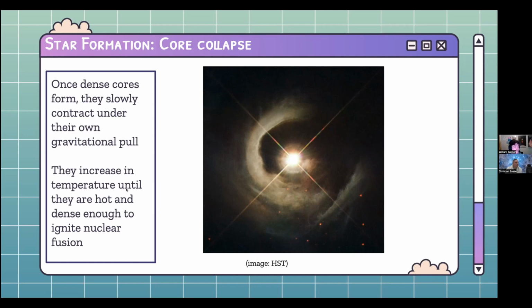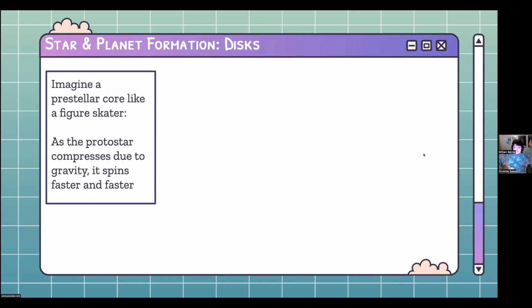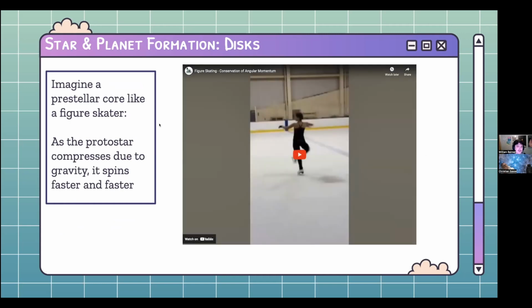You'll do this to a point that the center of that dense core is dense and hot enough to ignite nuclear fusion. And once you get to that point, then you have a star. So you can imagine you're contracting your core down, and it's getting hotter, but it's also speeding up. It's rotating more rapidly. And I like to use this analogy of a figure skater to explain.